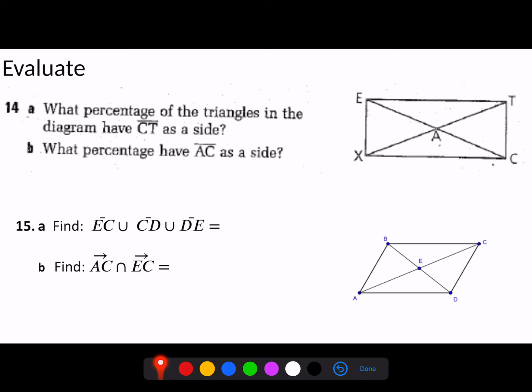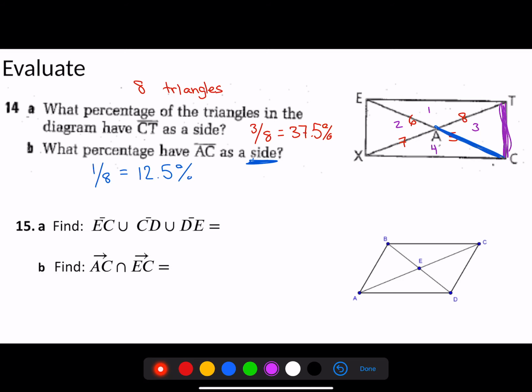I want to know which percentage have CT as a side. So if I look at this, this triangle has CT as a side, as does this triangle. There's 2. Here's a third triangle that has it. So we have 3. 3 out of 8, which would be 37.5%. If I do 3 divided by 8 on the calculator, I get 0.375. I move my decimal place 2 places to the right, giving us 37.5%.